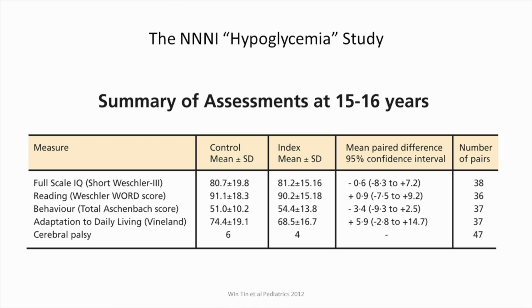What was fabulous about this study was that they followed these kids again as adolescents, at 15 to 16 years of age, and there was 82% compliance in following up. And it turns out that full-scale IQ, whether it was reading, whether it was behavior, adaptation to daily living, or cerebral palsy, there was no difference between the babies who had levels less than 47 versus those with greater than 47. So for the American Academy of Pediatrics Fetus and Newborn Committee, we felt like the developmental data was solid, that 47 was not a critical level for defining hypoglycemia.